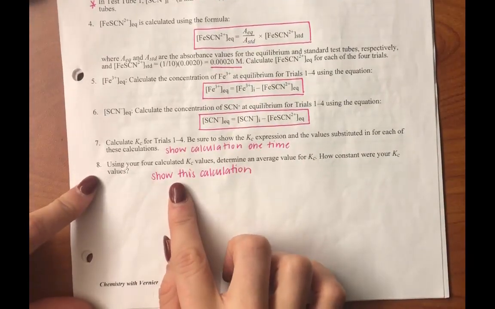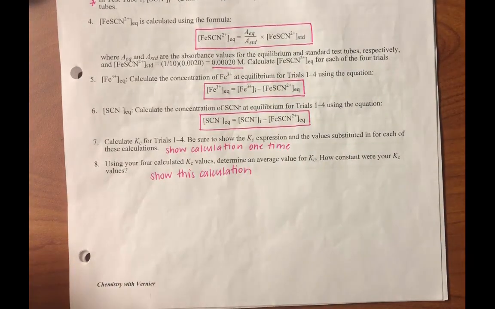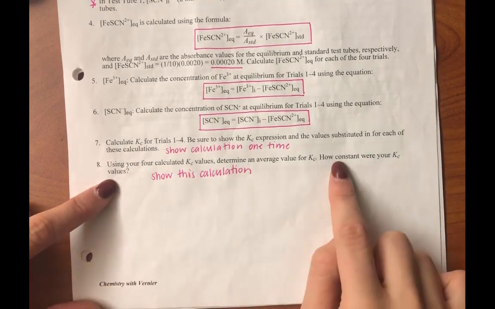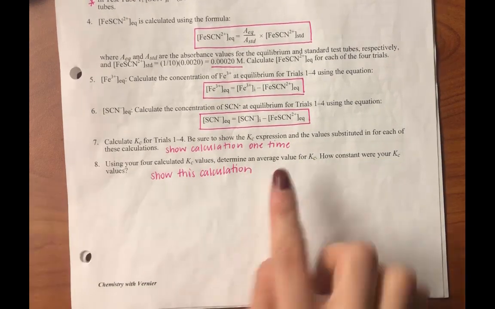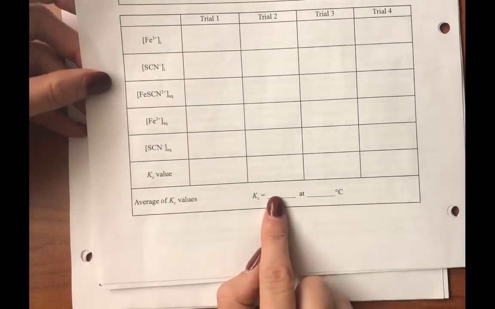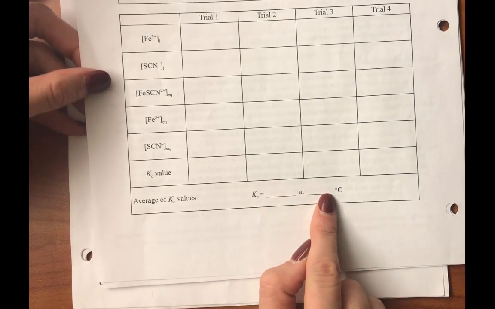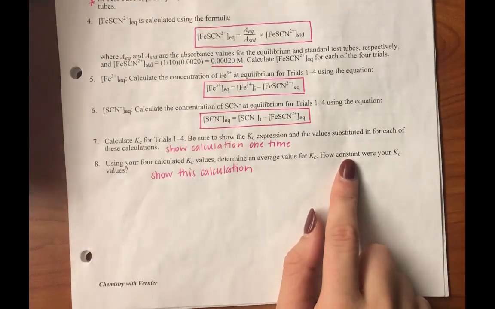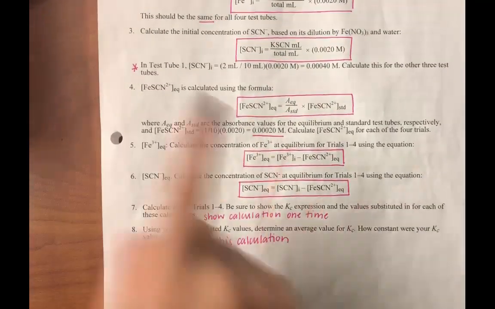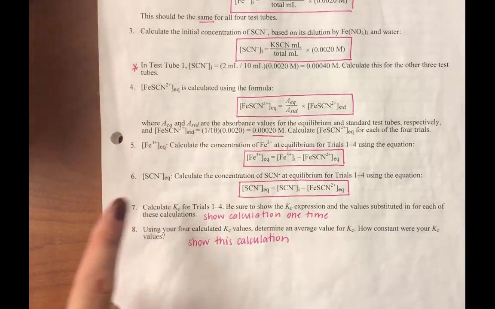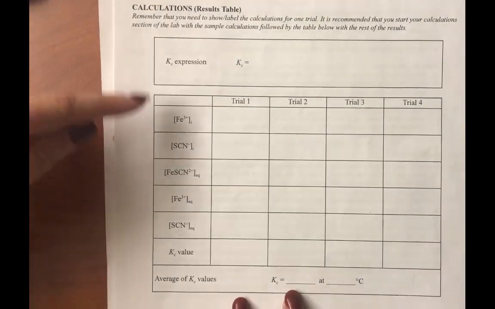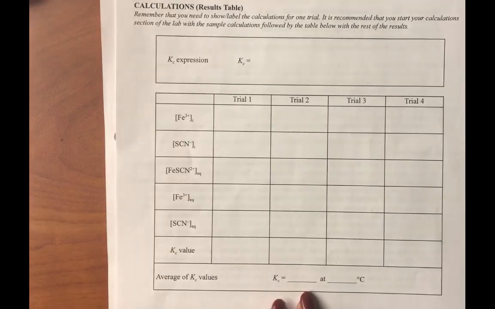And then finally, calculation 8, you're just averaging your values of Kc. Make sure you answer this last part of the question though. How constant were your values? So show me how you averaged them. The average will go here at whatever temperature you were working with in your data table, and then answer this question at the end. So if you notice along the side, each calculation has a number. If you're showing it in your lab notebook, number your calculations and label them. If you're showing it in your data table, then just number the row that corresponds with that calculation.